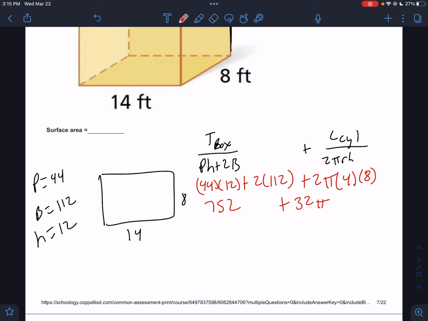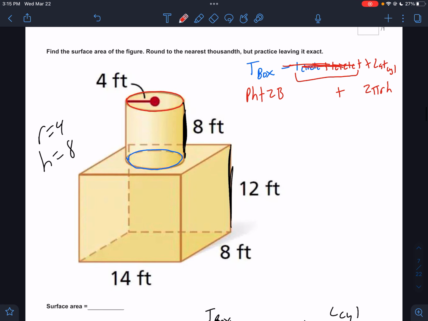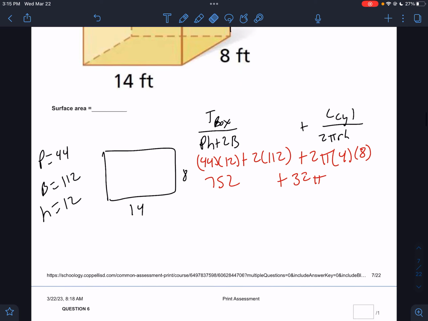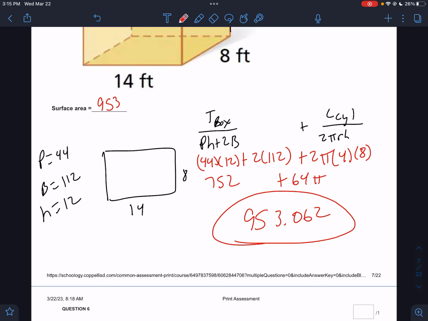They want us to round to the nearest thousandths, but practice leaving it exact. I need to type that in. 752. Wait, I messed up, sorry. 8 times 4 is 32 times 2. I forgot to do times 2. Sorry, guys, so it'll be 64 pi. My bad. So 752 plus 64 pi would be the situation. And that is 953.062. Bada bing, bada boom.